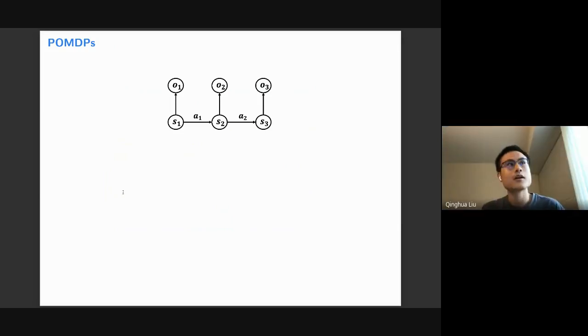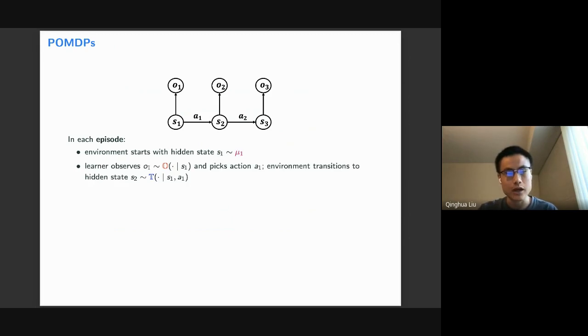Okay, so let's start with POMDP. POMDP can be viewed as some combination of MDP and hidden Markov model. So in POMDP, we have some hidden state structure. In each episode, the environment will first sample a hidden state S1 from the initial state distribution mu1. And then the learner will observe an observation O1 that is sampled from the emission distribution of O1. After that, the learner will pick some action A1, and the environment will transition to another hidden state S2 that is sampled from the transition distribution T, conditioning on the current hidden state S1 and the current action A1.